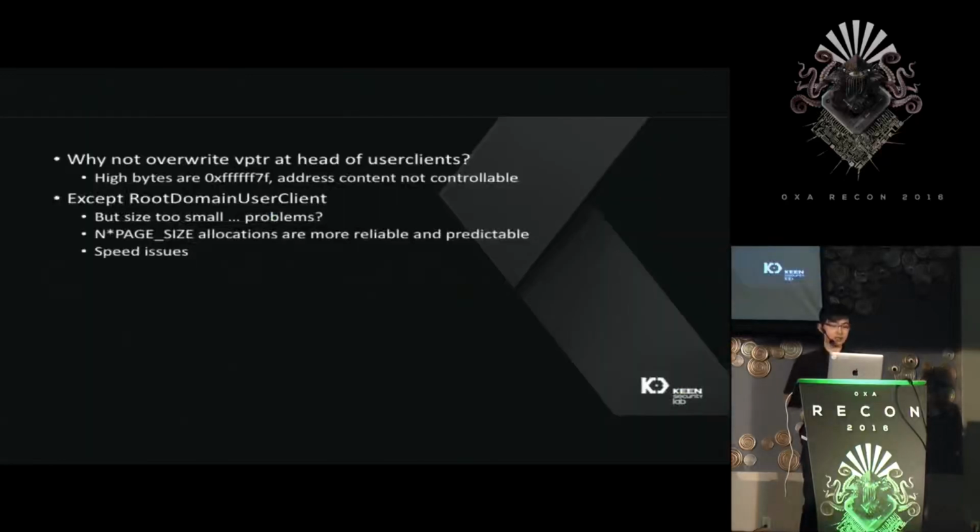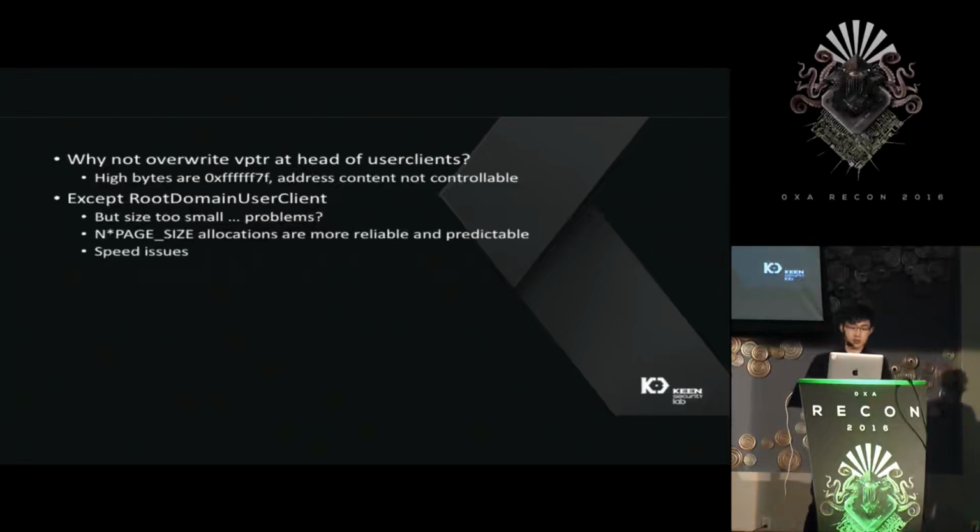So another question is, why don't we overwrite some table pointer at the head of some user clients? We do not choose this approach because in most user clients, the high bytes start with FF7F, and this is not the high bytes of heap addresses. In the OSX kernel, heap addresses usually have high bytes of FF80. So if we overwrite the table pointer, we cannot redirect it to an address we can control. So we cannot overwrite a table pointer to get RIP control.